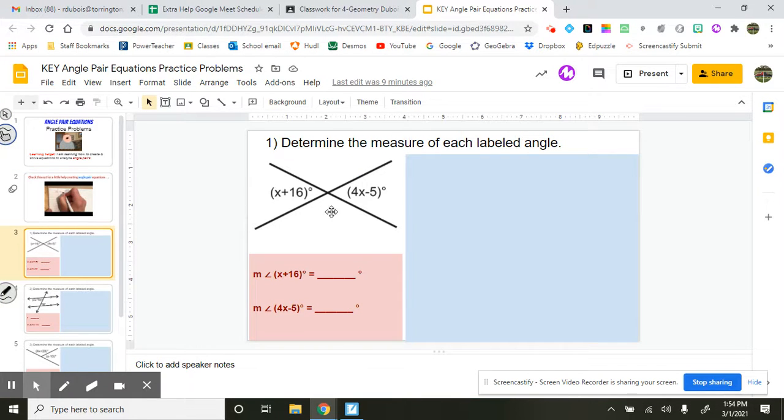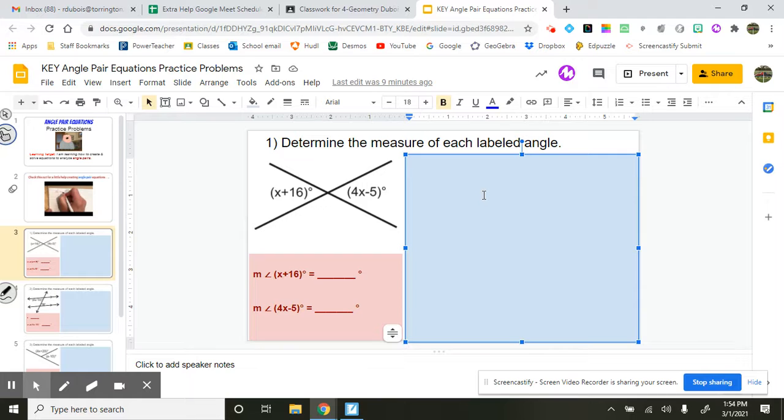Well, here we are. Similar to what I just put on the smartboard, these are vertical angles. So we know vertical angles are always congruent. Their measurements are always equal. So we can go over here and create that equation.